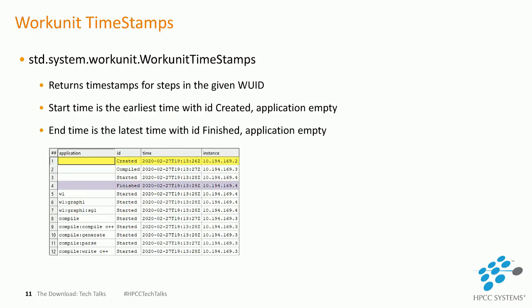The work unit timestamps function returns the timestamps for each of the steps in the given work units. So I'm using this to collect the start time and the end time for each work unit. The start time shows up with an ID of created and an empty application value, which is in yellow. And the end time shows up as an ID of finished and an empty application value, which is shown in purple. I have seen that there can be more than one finished entry with a blank application value, so I always sort and capture the latest one to get the end time.